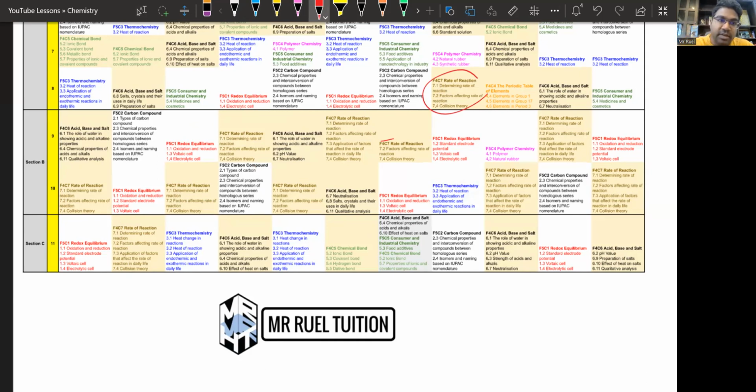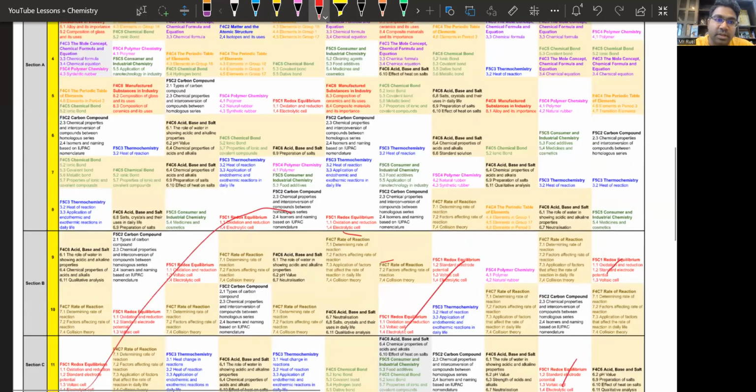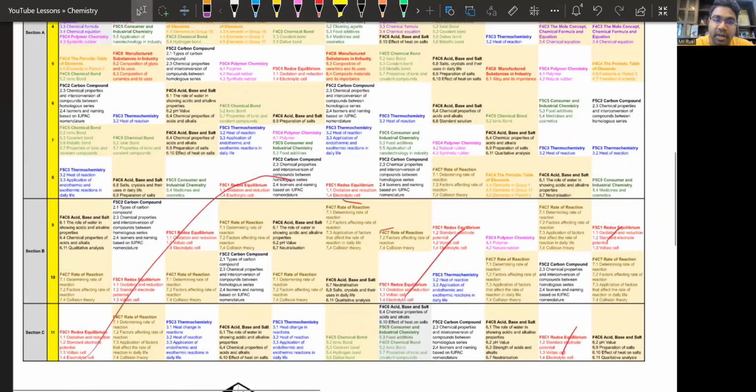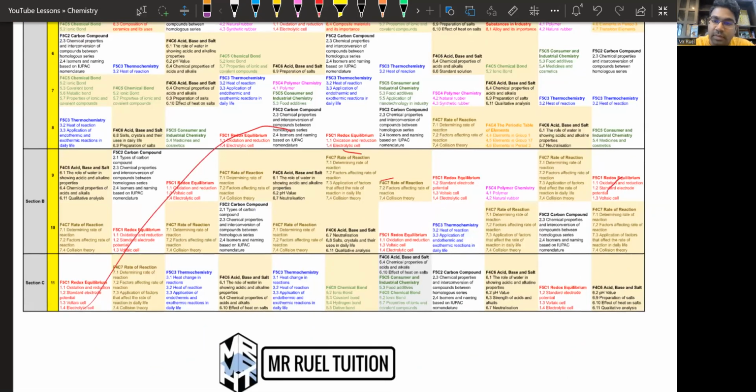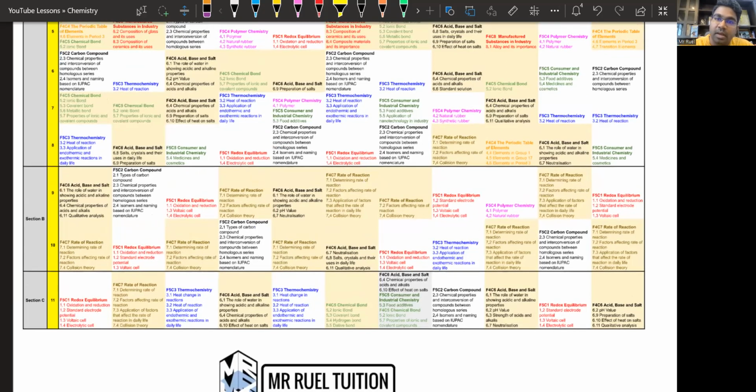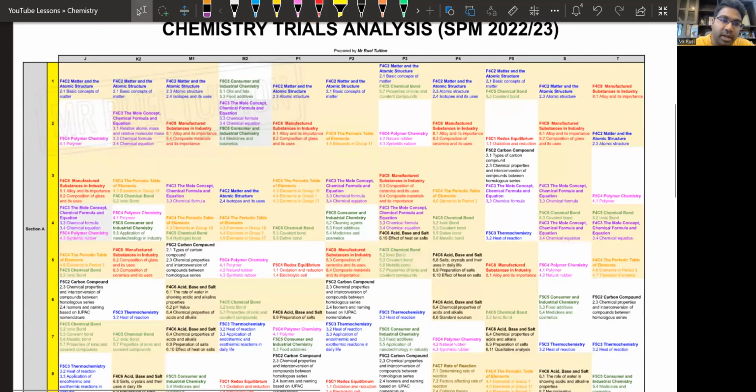Okay, and then we have acid base. Every single paper got acid base. Quite a bit is in section B and C. And then every single paper has redox, especially electrochemistry, voltaic cell and electrolytic cell. All right, so these are the few things that pop up. Thermochemistry is in every paper as well. And then we also have chapter 8 coming out a lot this year.